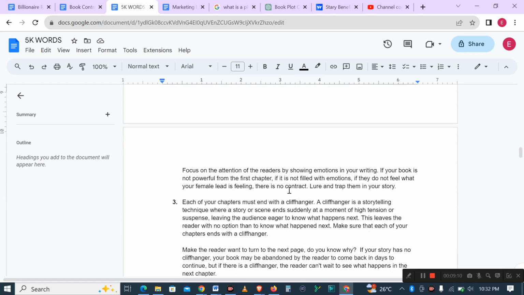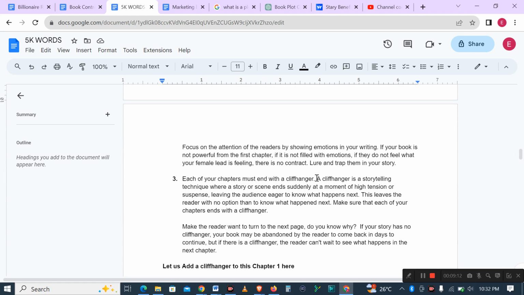Focus on the attention of the readers by showing emotions in your writing. Add emotions in your writing. If your book is not powerful from the first chapter, I've said this over and over, if it is not filled with emotions, if they do not feel what your female lead is feeling, there is no contract. So you need to lure and trap your readers in your book.